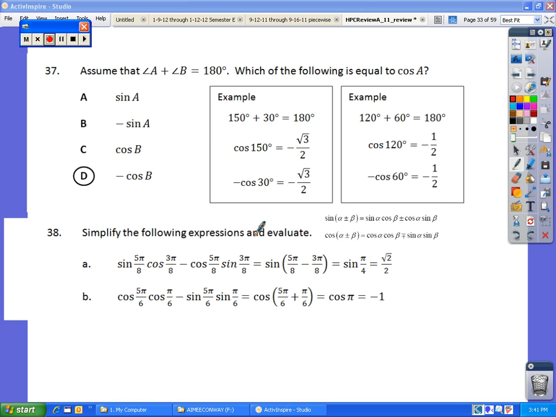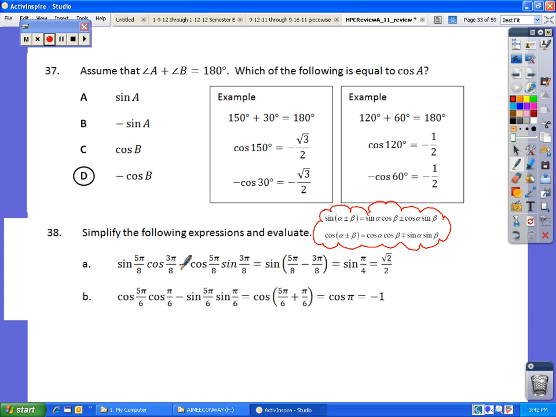Alright, for number 38, simplify the following expressions and evaluate. So these are just your sum and difference formulas, and I've put those right here. This is actually what's on the front of your semester exam review packet, and you would have to notice this pattern and then apply sine, cosine. So you have sine, cosine, minus sine, cosine, sine. So you know then that that is the sine, but it's the difference of sines pattern.